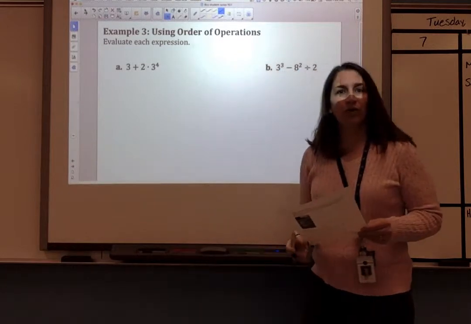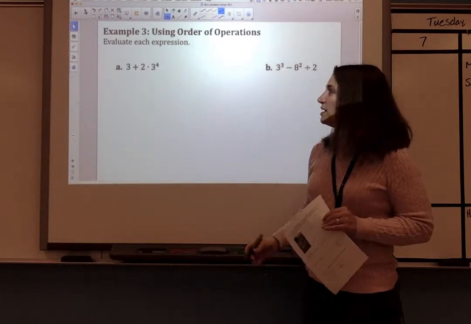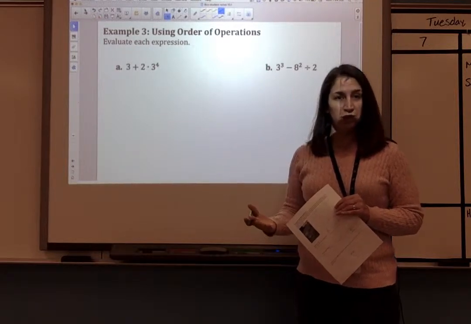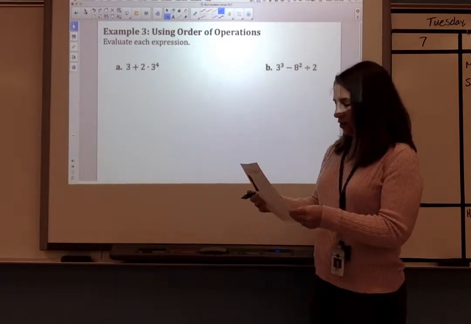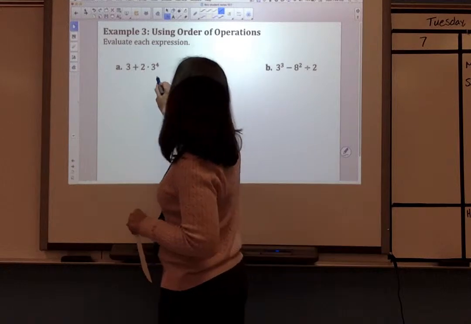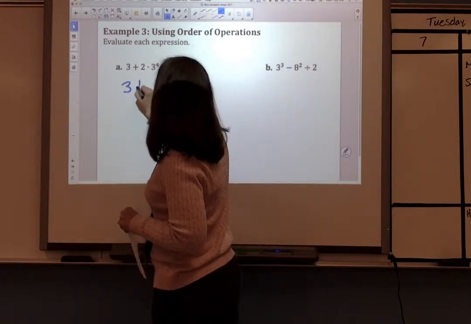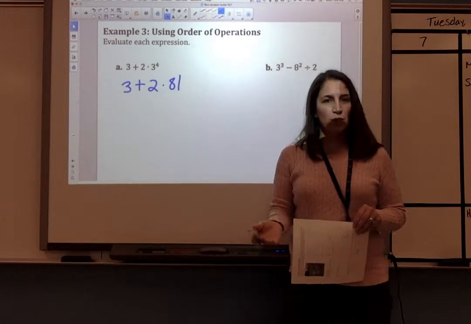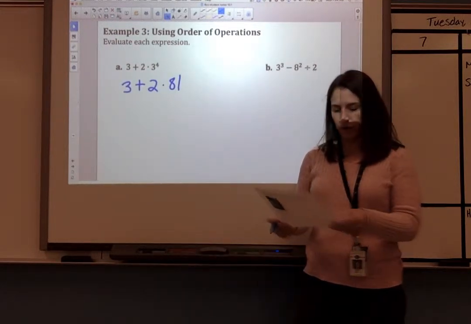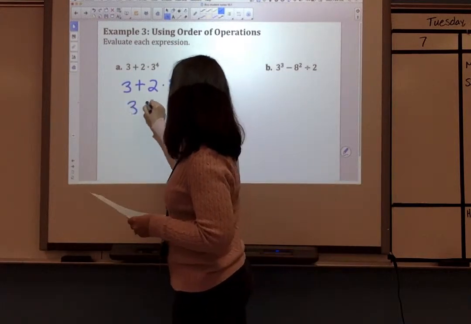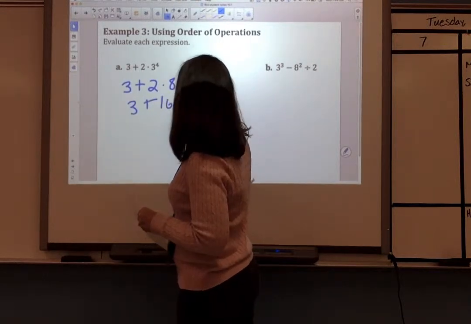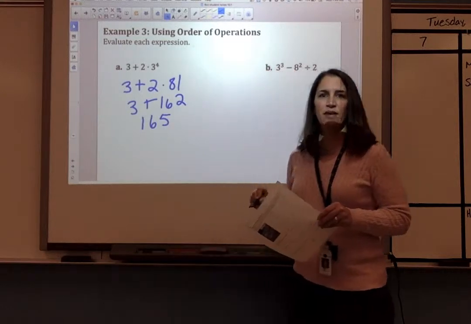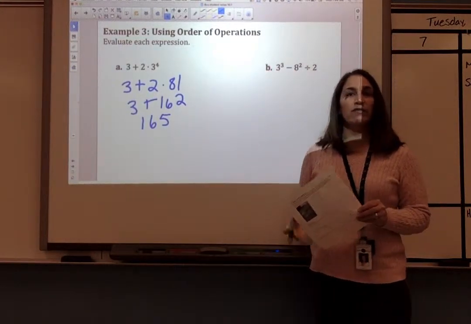In example 3, we're going to use order of operations. So we know that we're going to do our exponents before we do multiplication or addition. So we'll start with 3 to the 4th power, which is 81. So we have 3 plus 2 times 81. And then we know we do our multiplication and division before addition and subtraction. So that's 3 plus 162, or 165.